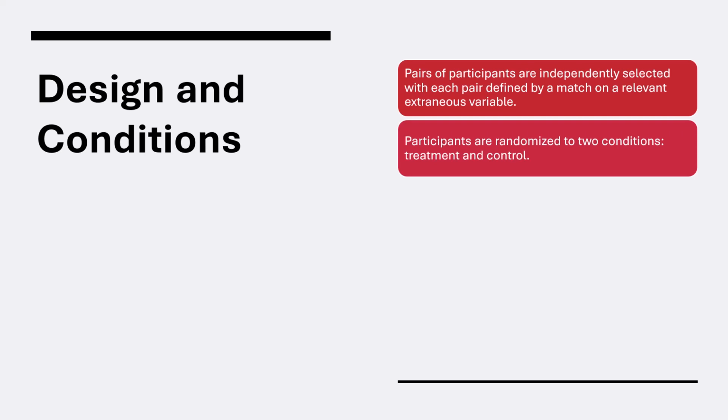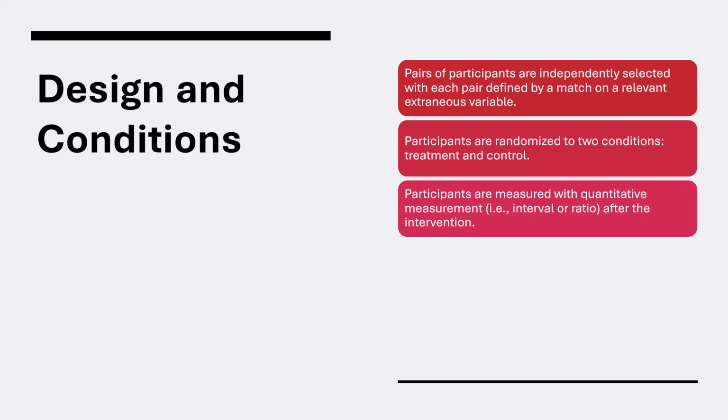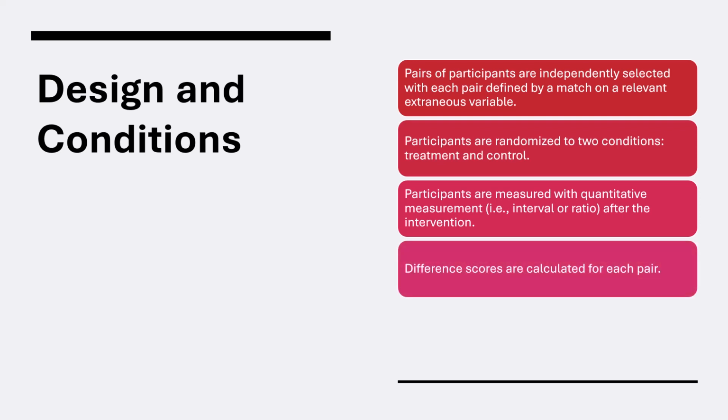With this particular use of the sign test, the participants are measured with quantitative measurement, either interval or ratio, after the intervention. That is because we need to calculate difference scores for each pair. The amount of difference for each pair will be an indication of how effective the treatment was within that pair.